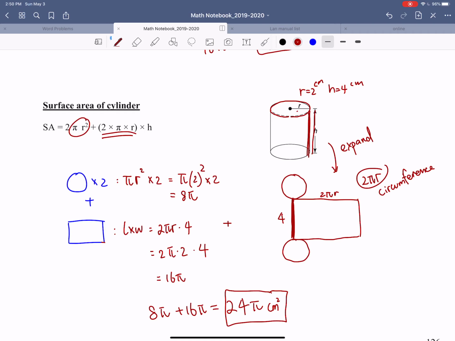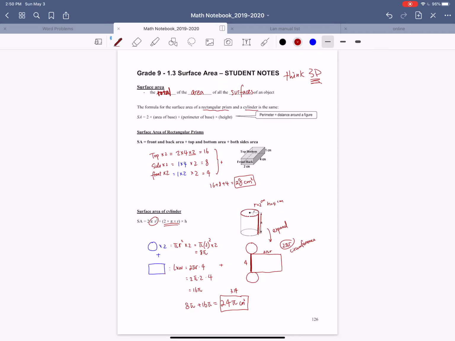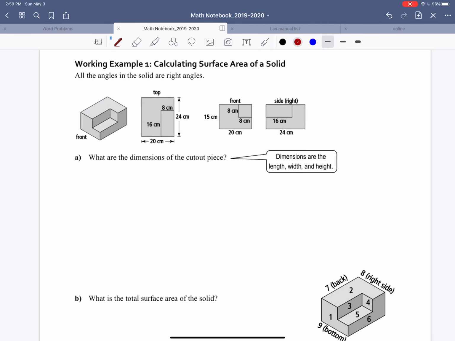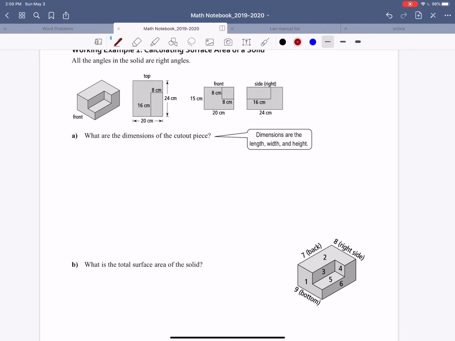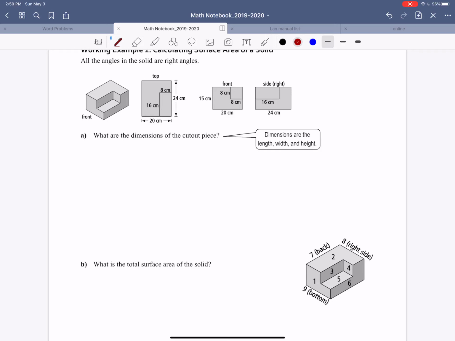You can leave pi there when we say we can leave the pi, but you can also type in your calculator 3.14 times 24 and get a result as well. All right, so in this case, we're calculating the surface area of a 3D model, like a solid, when a section of the shape is cut out for you.